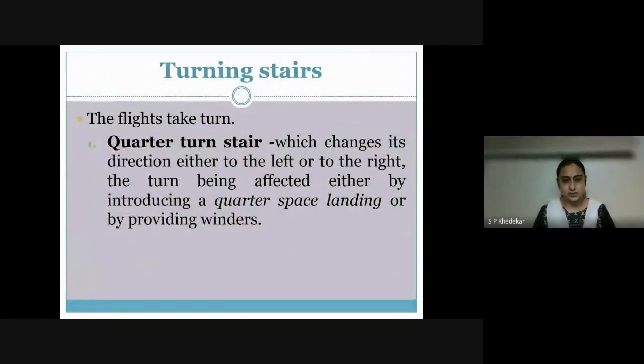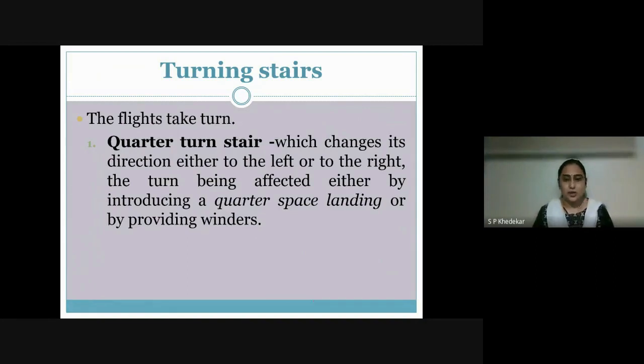Then comes turning stairs, the opposite of straight stairs. Straight stairs do not change direction, but turning stairs change their direction. So the flights which are there take a turn. The first type in the turning stairs is the quarter turn stairs. As the name itself indicates, it changes its direction either to the left side or to the right side, the turn being effected either by introducing a quarter space landing or by providing winders.